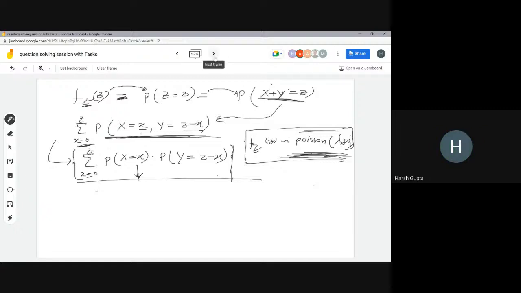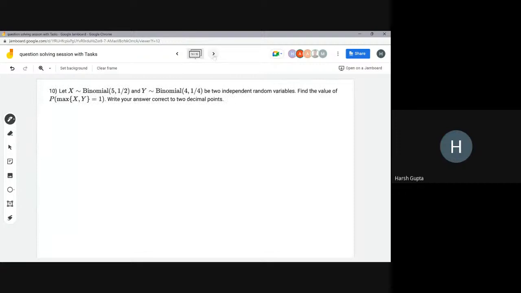Okay, so let's go to the last question, which is again an extension. I think this is the extension of the previous question.